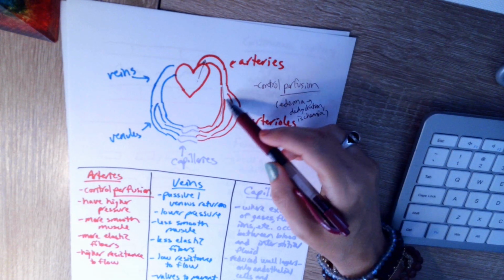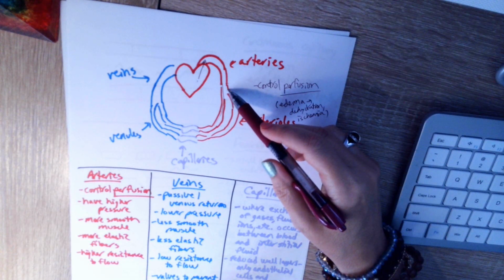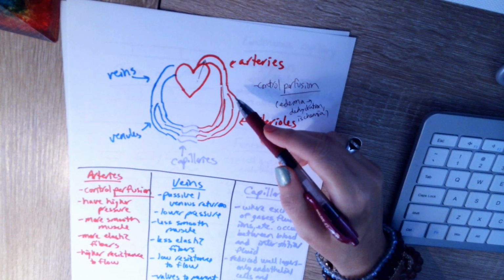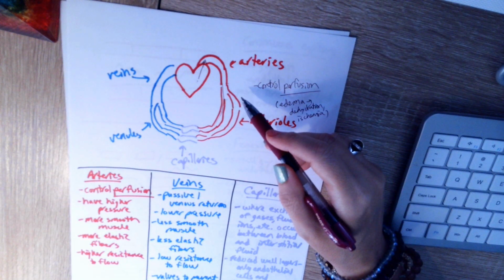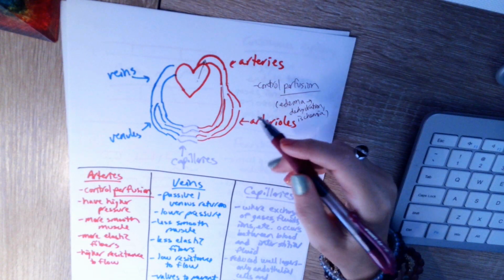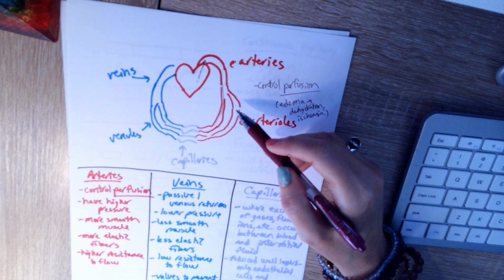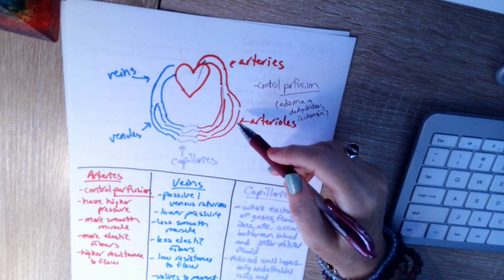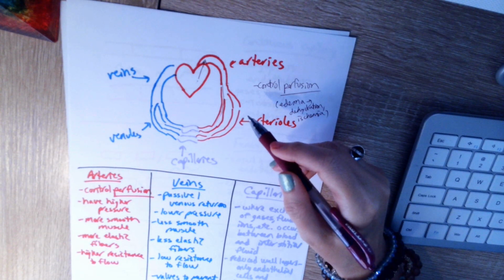So the arteries are able to contract, so constrict, vasoconstrict, or they can relax, vasodilate. When they're constricting, less blood flow to a tissue. When they're dilating, more blood flow to a tissue.